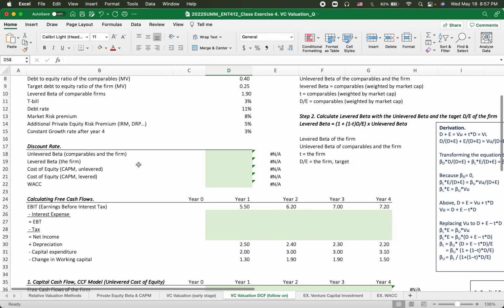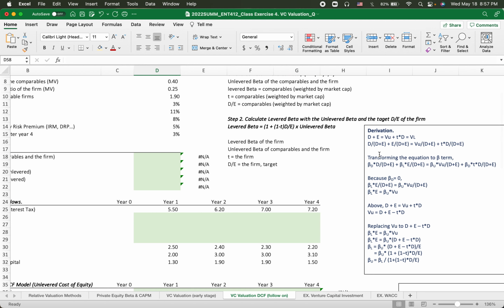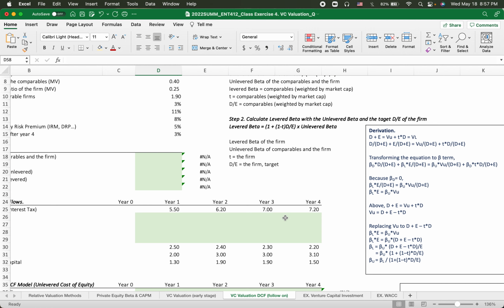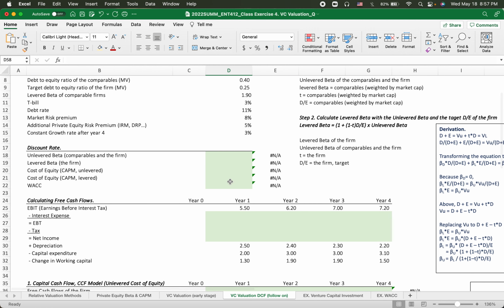And then the discount rate. First, we need to calculate the discount rate. We already discussed how to derive this, the unlevered beta and levered beta. We take the levered beta from the comparable firm, and then we purify it, because the levered beta of the comparables has a way different capital structure. First, we have to remove the debt impact. So unlevered beta, how to get it, right?